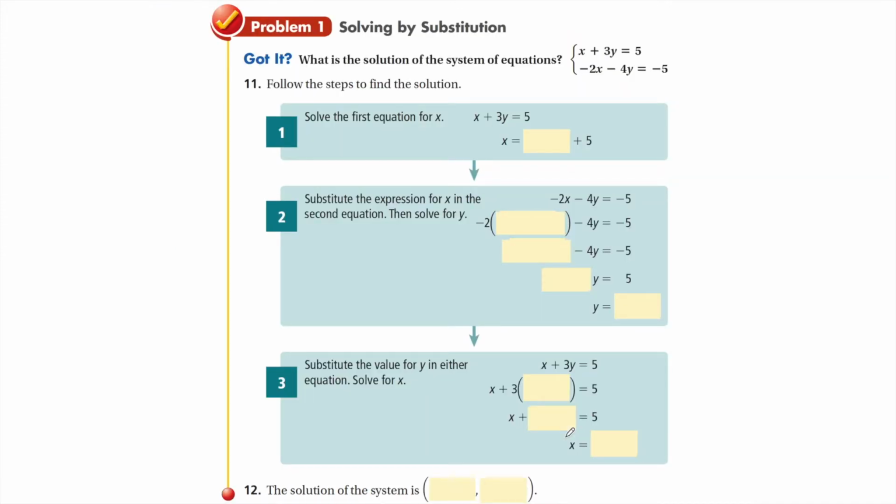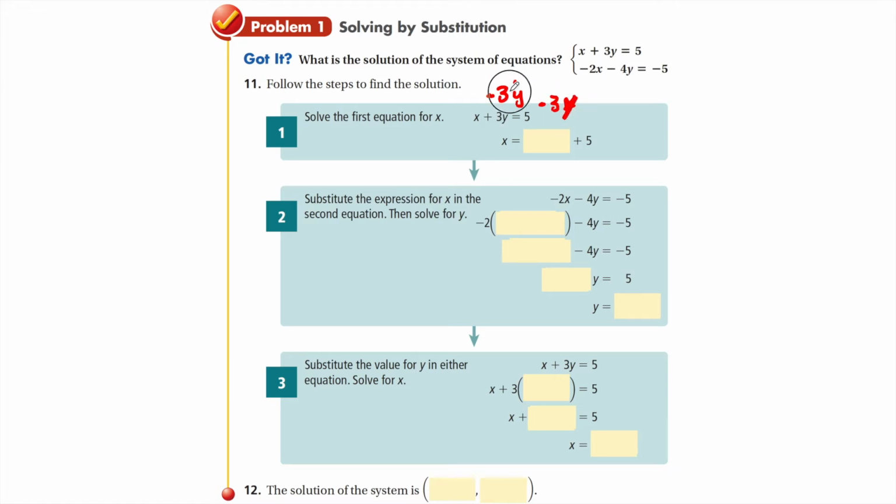Problem 1, solving by substitution. What is the solution to these two systems? Part 1, follow the steps to find the solution. Solve the first equation for x. In other words, if we have x plus 3y equals 5 and we want to get x by itself, I'm going to subtract the 3y to the other side.